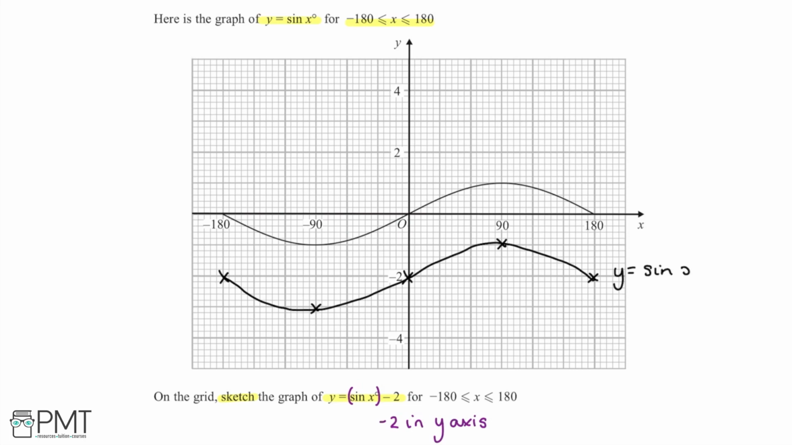Now, to gain the marks here, I gain a first mark for a translation in the y direction. So for moving this graph down in the y direction, I'll gain the first mark, and then the second mark is going to be basically for the correct graph. So the graph translated by minus 2 in the y direction is going to gain me that second mark.